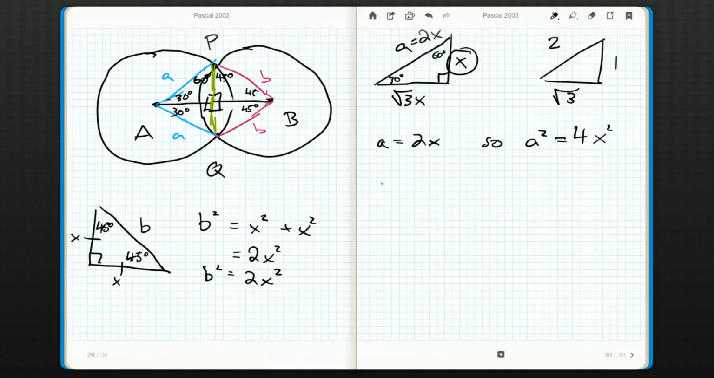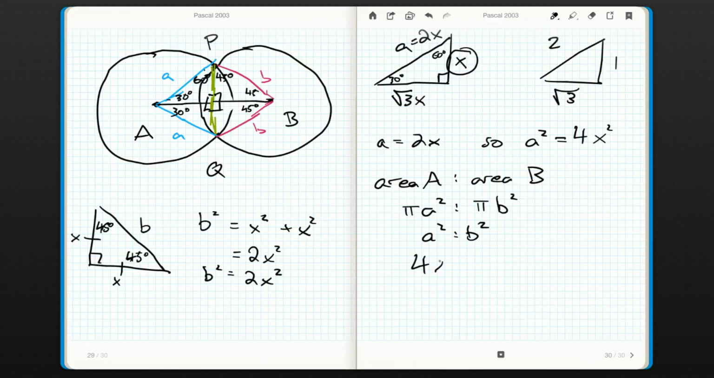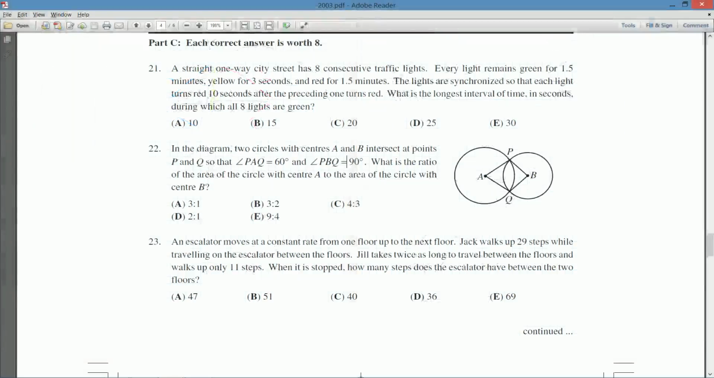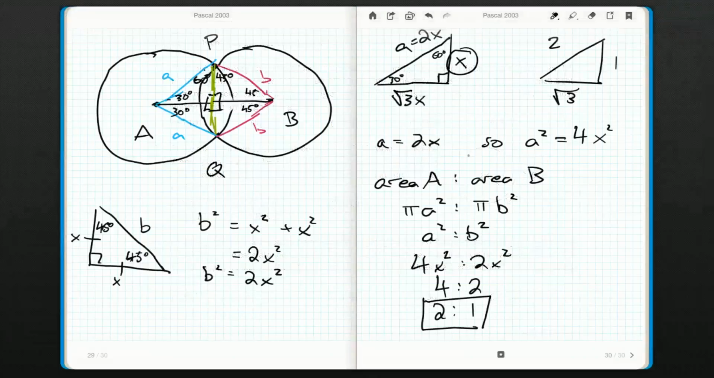Okay. Now, we want the area of A to the area of B. As I mentioned, that's pi a squared to pi b squared, setting up a ratio here. But that's the same as a squared to b squared, but that's the same as 4x squared to 2x squared, so we divide by the common x squared, we get 4 to 2, and that's a ratio of 2 to 1. So that should be our answer. And 2 to 1, there it is, it's right there, it's D. So that's the answer we're going to go with.